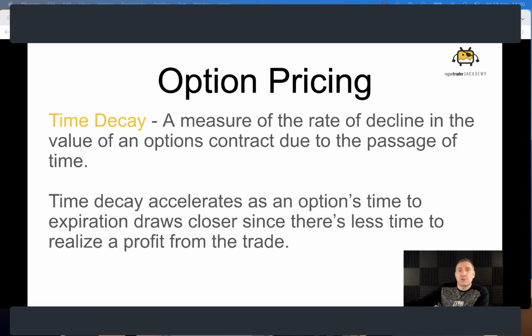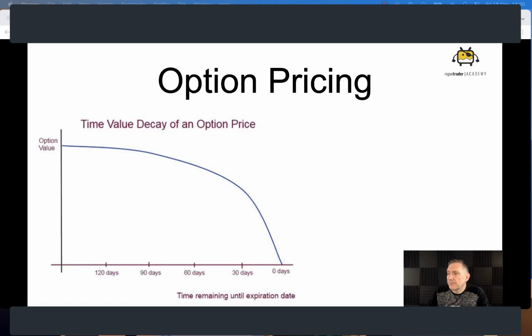If it's got 3 months to expiry, who knows what can happen, right? So there's a lot more time value built in there. But a lot of people think that decay is linear. Every day it loses 2 cents, or whatever it happens to be. Nope, that's actually not the case with options. They're not really linear. And here's a little chart.